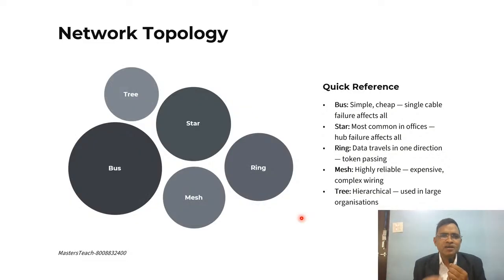Then network topologies. There are four or five topologies. One is bus. This is a network topology that is simple, cheap, and a single cable failure affects all. Star. It is a topology, the structure, mostly used in offices. Ring. It travels in one direction. Then mesh, highly reliable but with expensive, complex wiring. Tree, hierarchical, used in large organizations.